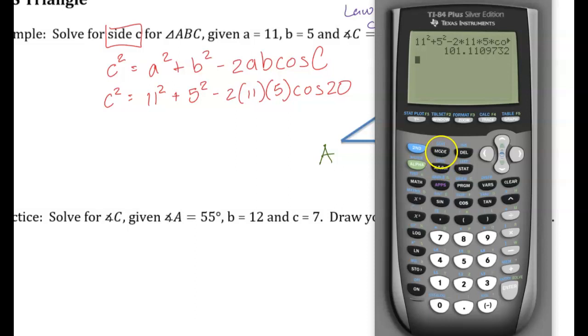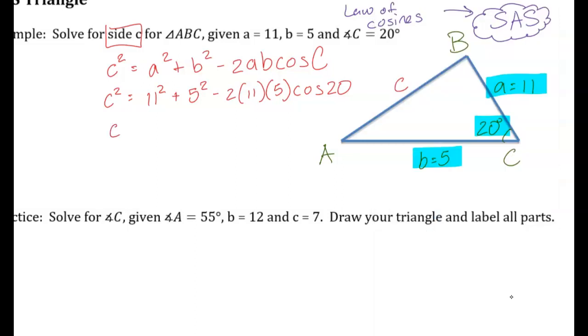Oh, you know what? My gosh, rookie mistake over here. I can't believe I didn't put it in degree mode. I would have gotten that problem wrong. Now, is this my final answer? What is wrong with it?